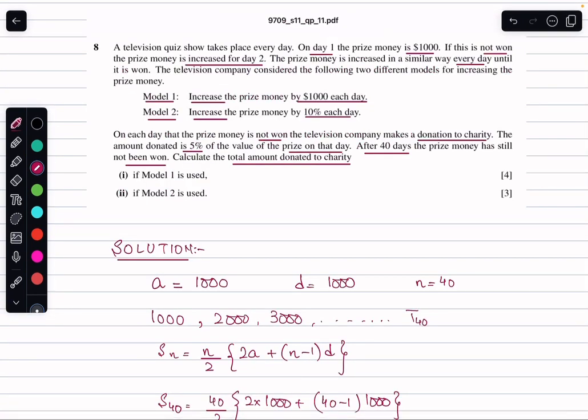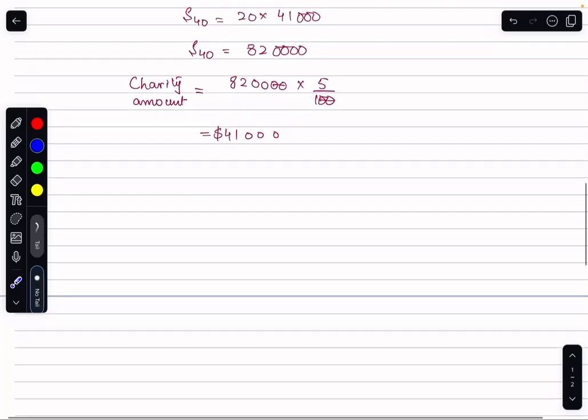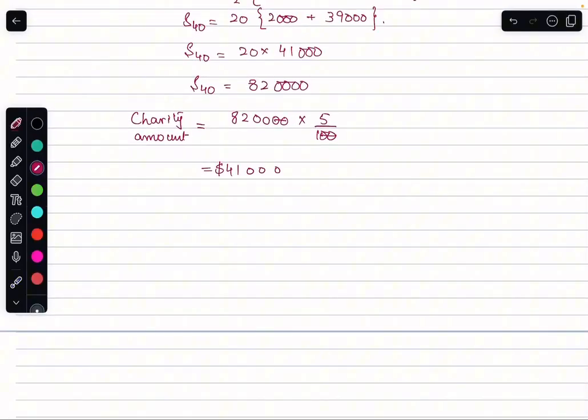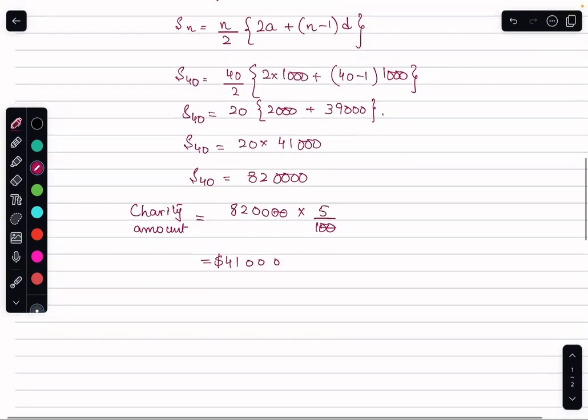Now the same question says, after 40 days, the prize money has still not been won. Calculate the total amount donated to charity if model 2 is used. So for model 2, we know that we increase the prize money by 10% each day. So if I just look at the prize money for the first day, then we know that on the first day the prize there was 1,000.